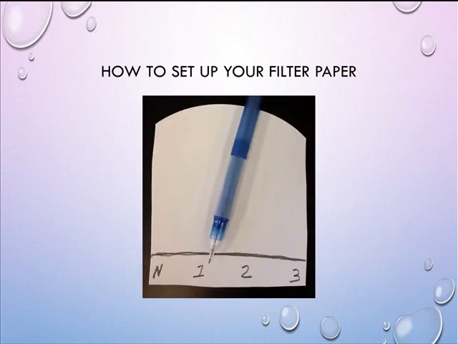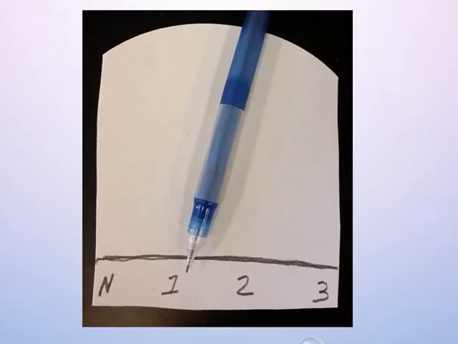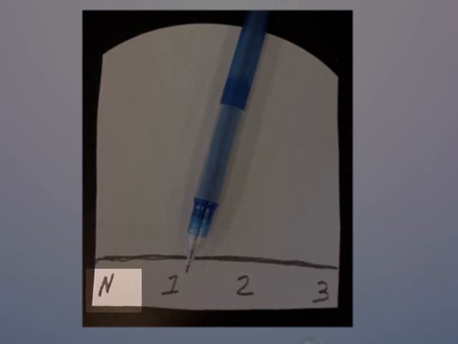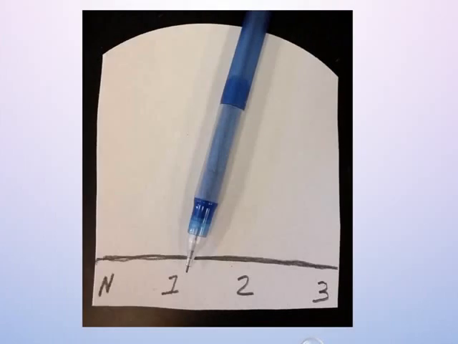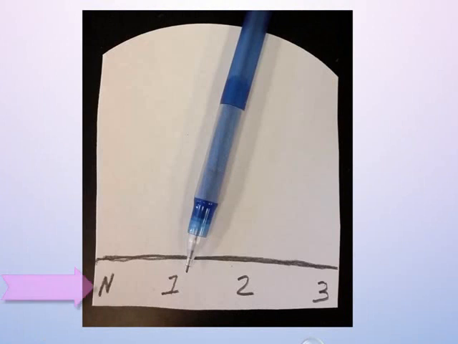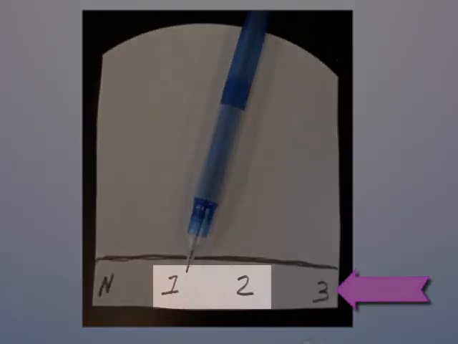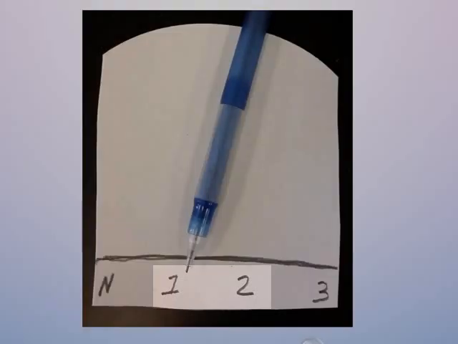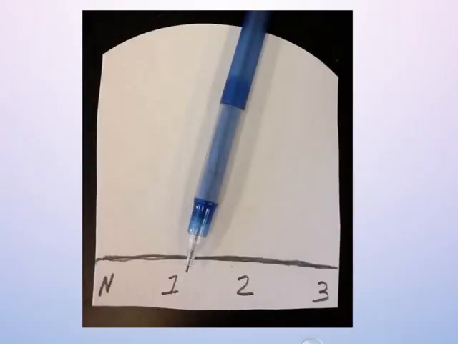Our next step will be to write under the line, first the letter N in the very left corner of the filter paper. Then, in the very right corner of the filter paper, we'll write the number 3. Next, in between the N and the 3, we will write the numbers 1 and 2, spacing them evenly as shown in the picture. So when you look at this, the N is in the far left corner, the 3 is in the far right corner, and the 1 and 2 are in the middle, and they're all separated with even distance between the letters and the numbers. We'll pause the video to complete this step now.